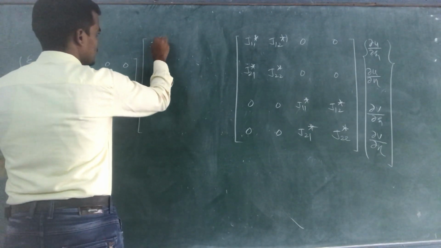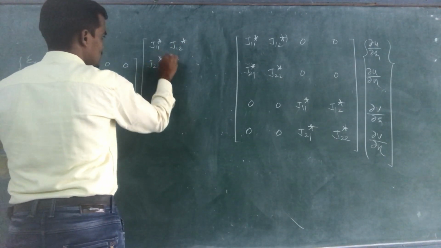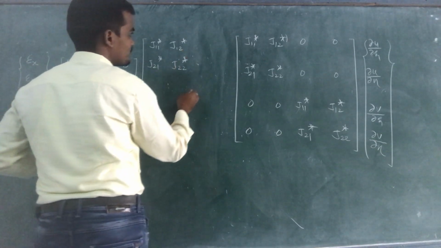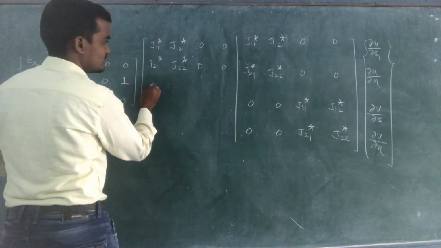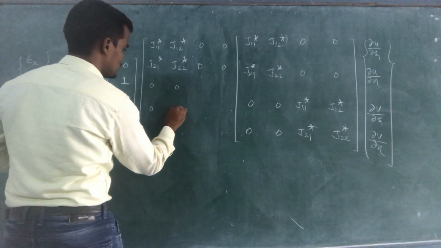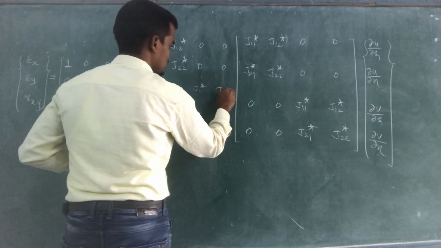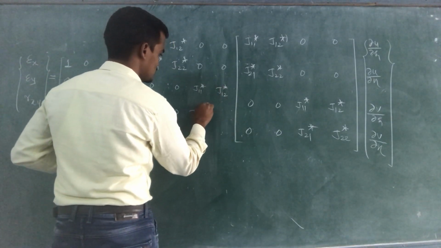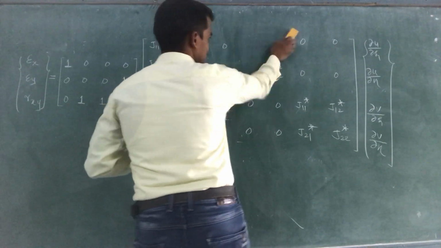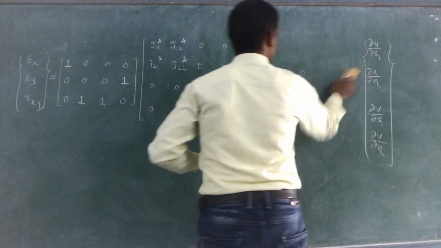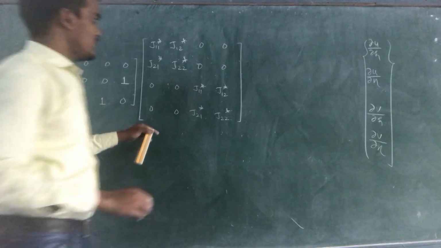J11 star, J12 star, J21 star, J22 star. The remaining four terms are 0. Then 0, 0, 0, 0, J11 star, J12 star, J21 star, J22 star. So in this way we have written this matrix. We don't need this matrix right now.